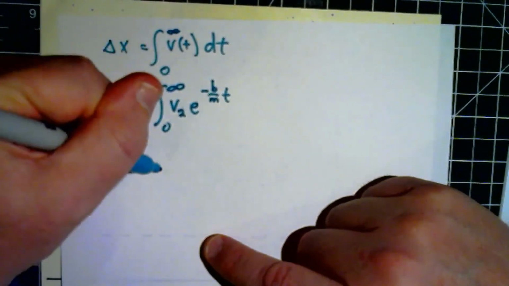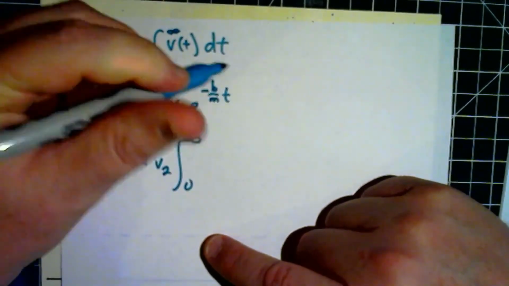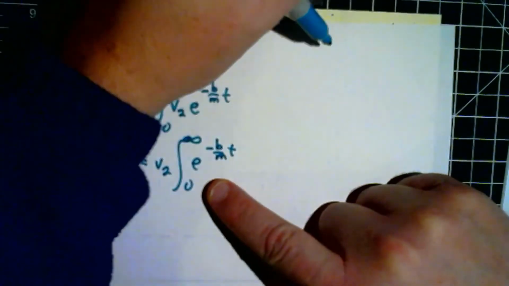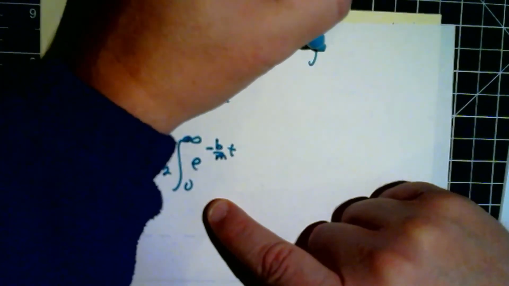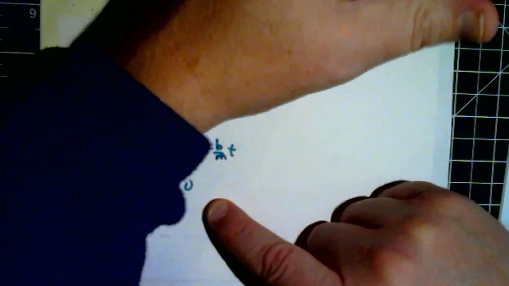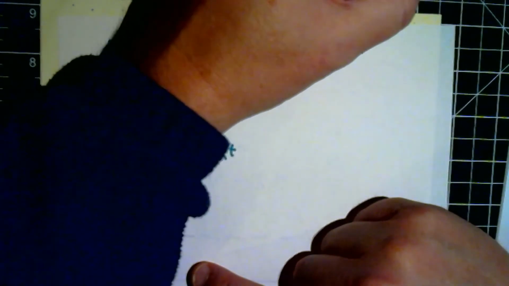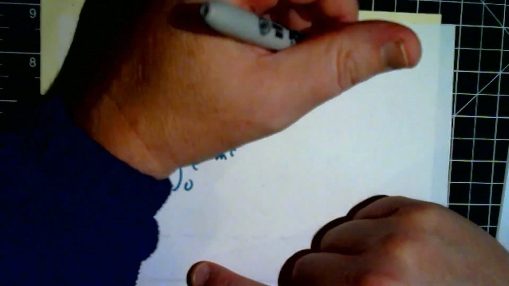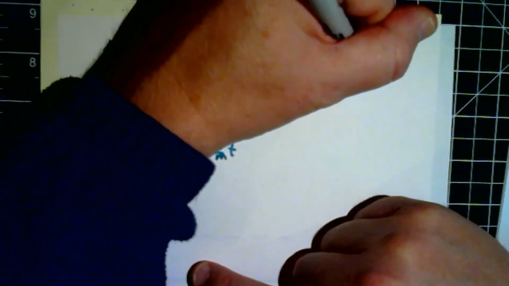Now I can pull out the v2 because it is a constant. And we're taking the integral of e to the minus b over m t. Now if you can't remember, just remember on your equation sheet it has a bunch of these integrals, and this is of the form e to the ax. And so the integral is 1 over a e to the ax. All right. So in this case, our a term is this entire term in front. A is equal to negative b over m.